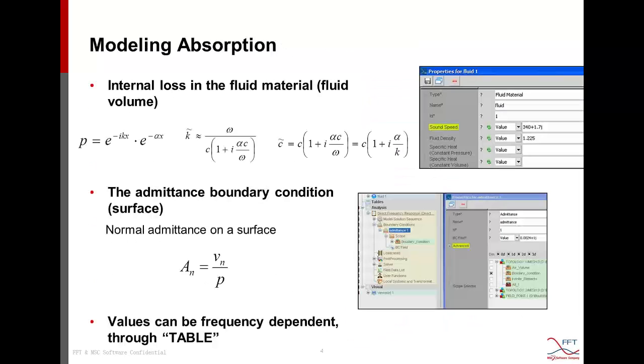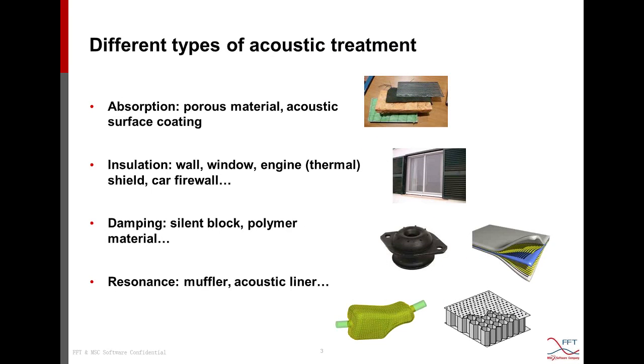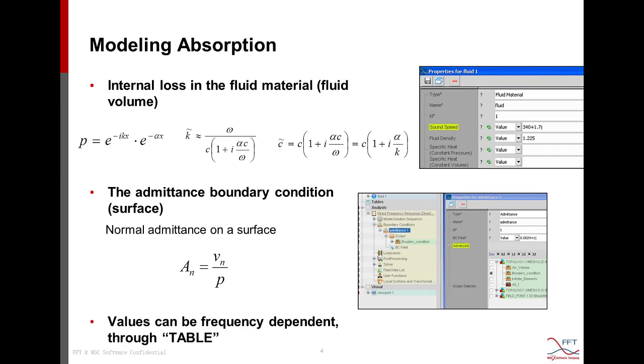So these are the typical treatments that are used in product design. Now let's take a look one by one at how to model these different types through software capabilities in action.